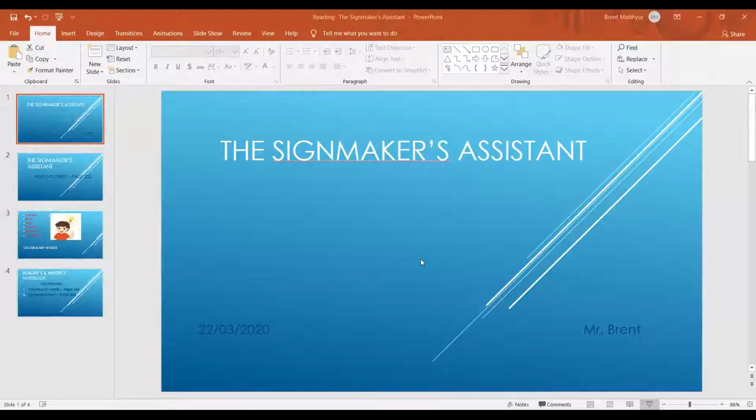That is then the end of this story, and we will head back to our PowerPoint slide. So we have now had a look at The Sign Maker's Assistant, and these are the words that we have come to look at.